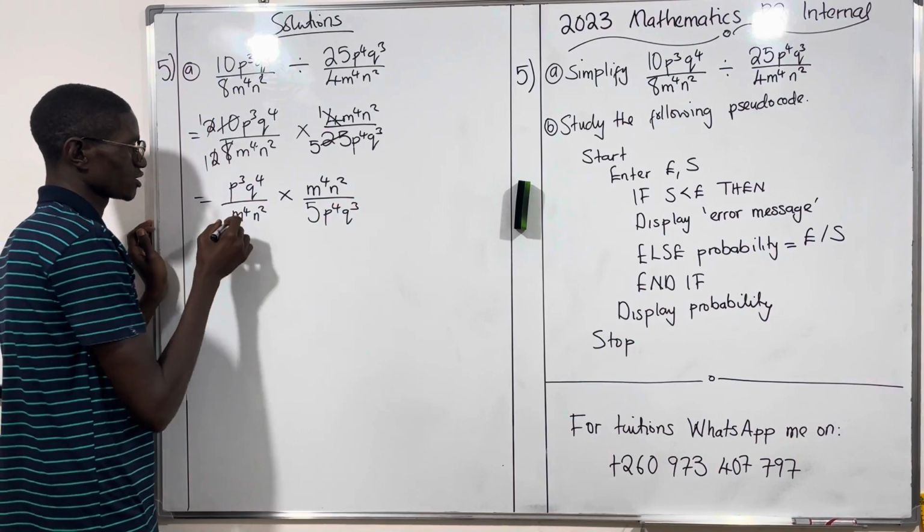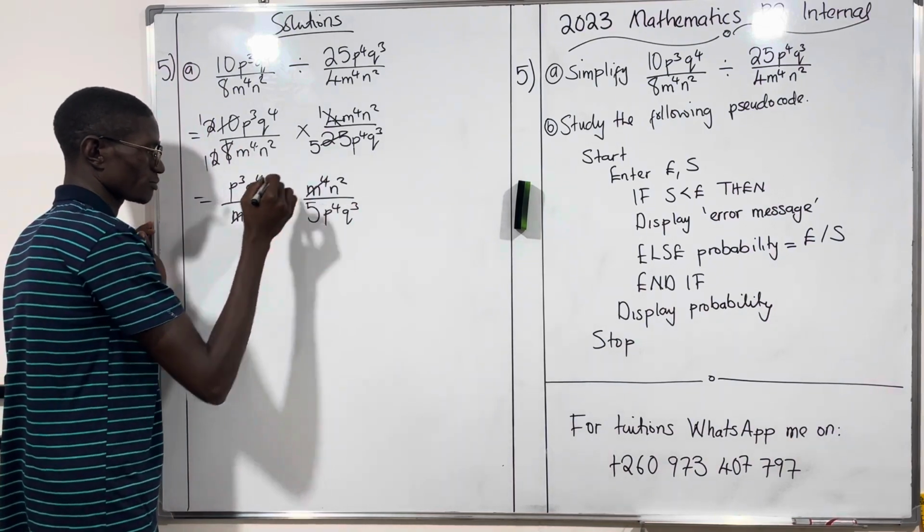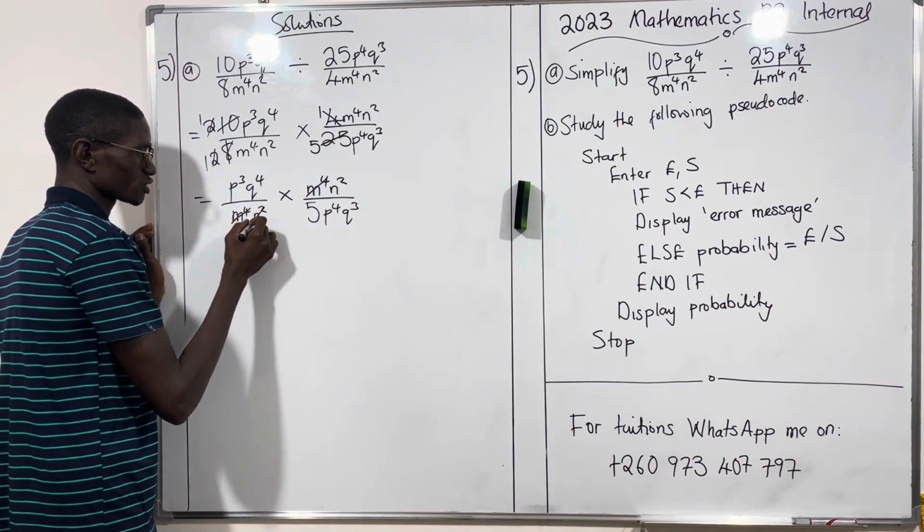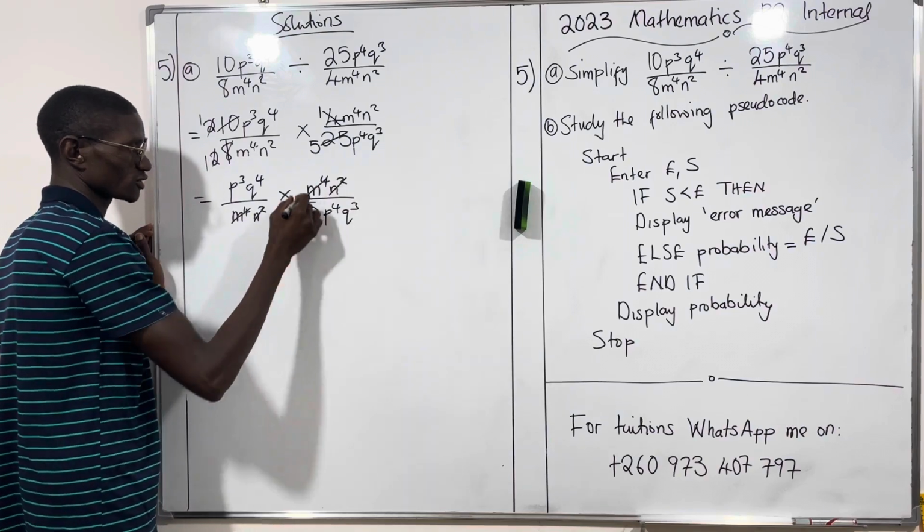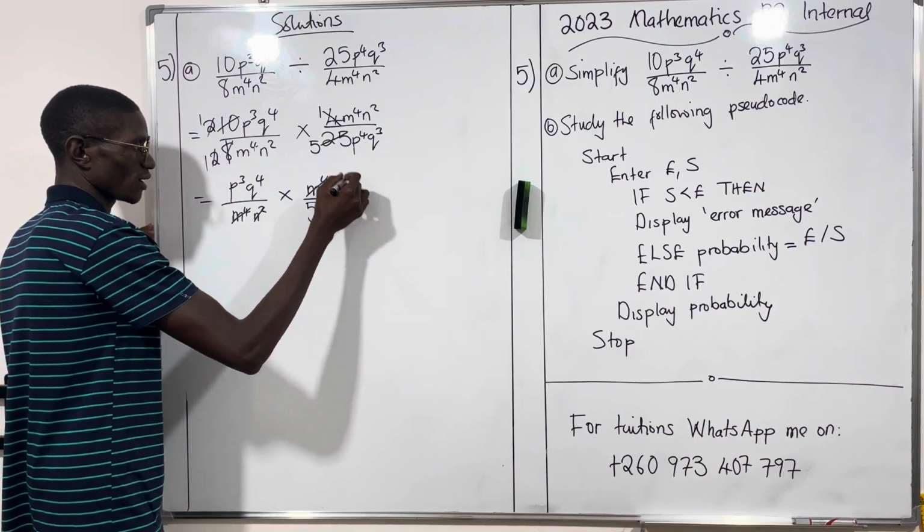And then we can reduce. So m to the power 4 and m to the power 4 cancel. n squared and n squared cancel. What do you remain with there? You remain with a 1.